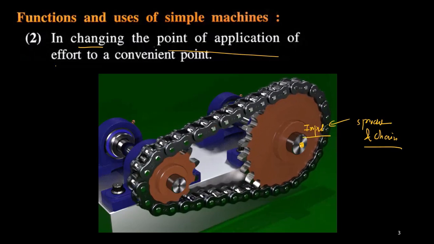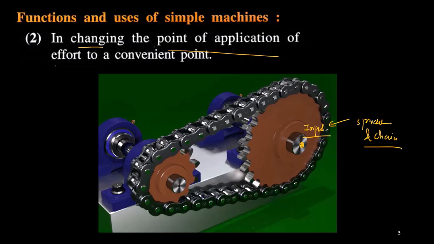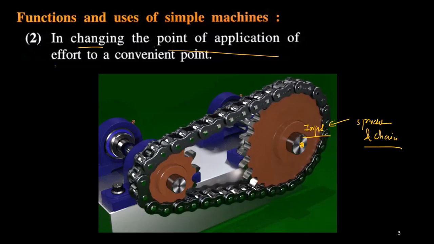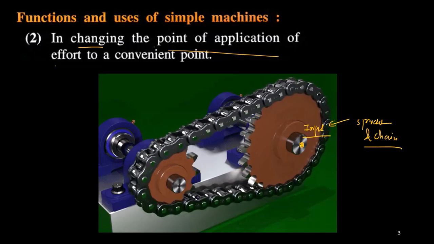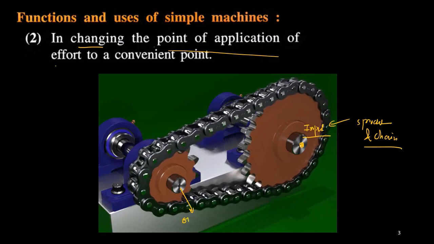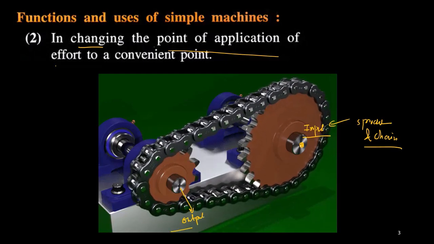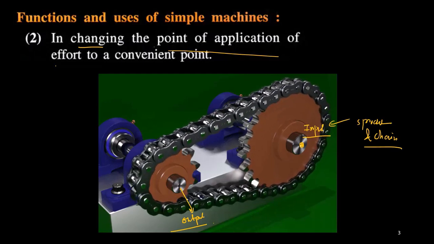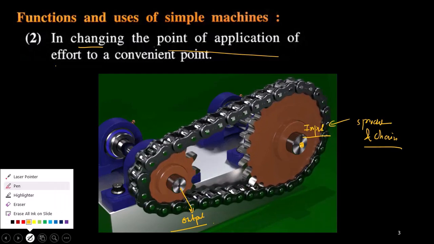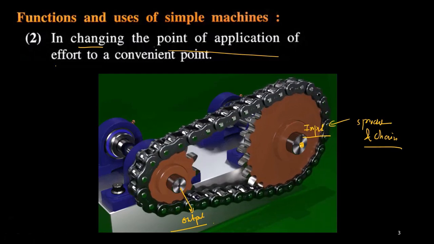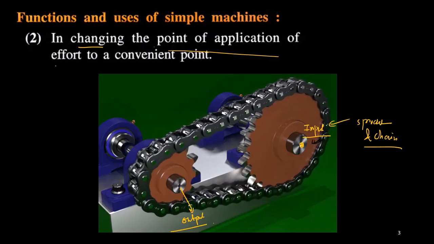But that input of force is changed to some other point. What is that point? That is this point. Whenever I want to change the point of input to output, I am not able to get the same output from the same point. I am giving the input at this point.